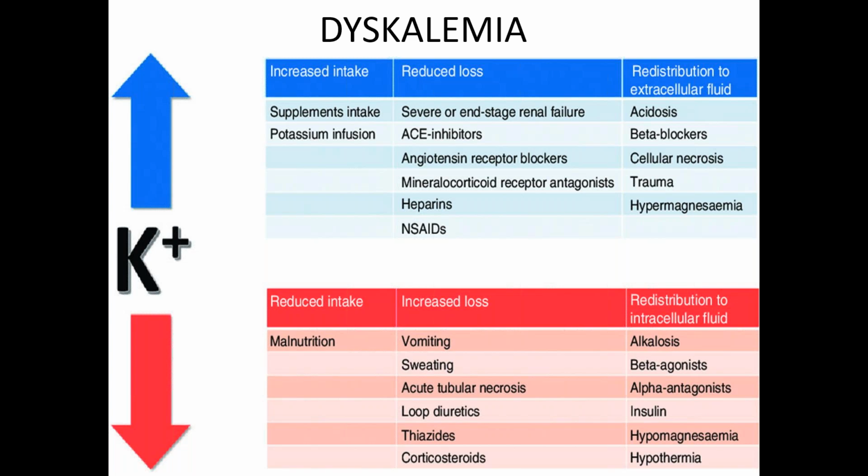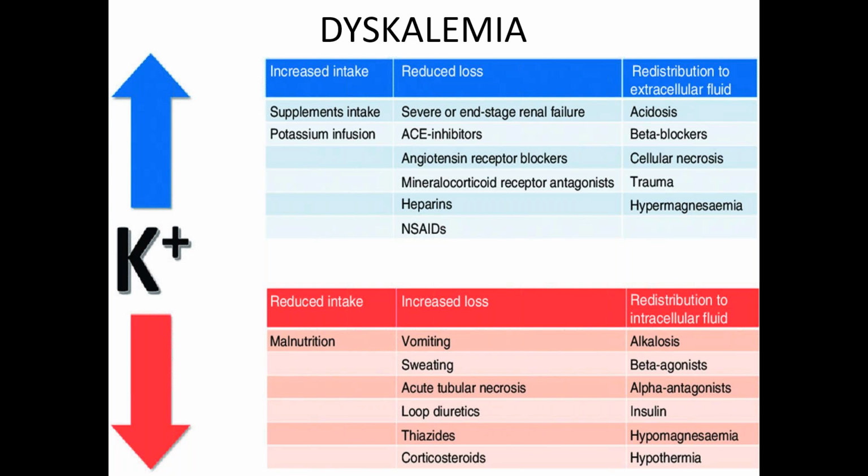Similarly, for hypokalemia, there can be decreased intake, which is more common in severe acute malnutrition, or increased losses, like if the patient has vomiting, sweating, or is on loop diuretics, or there is increased redistribution. If the patient is alkalotic, or if you administer insulin, these are the strategies which we use normally when we have a patient of hypokalemia with us.